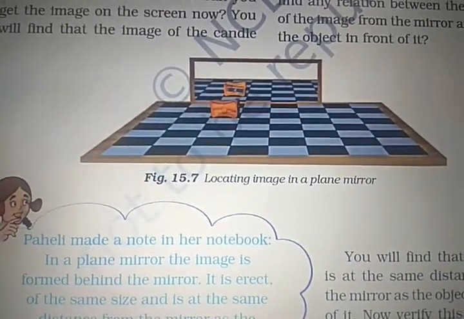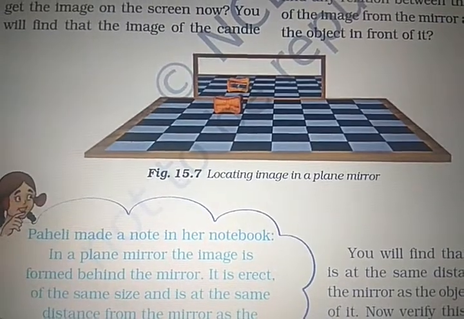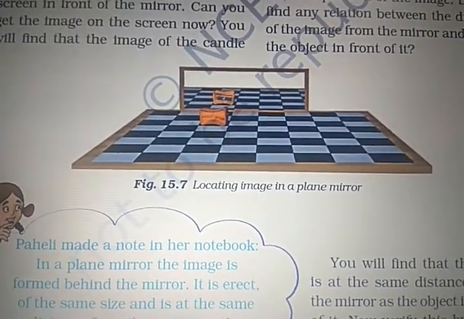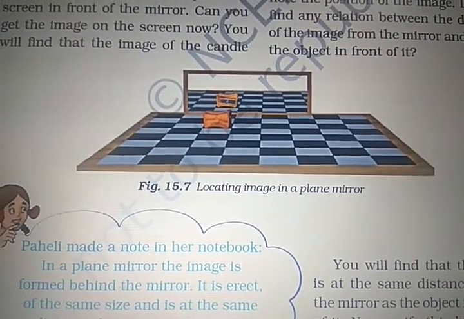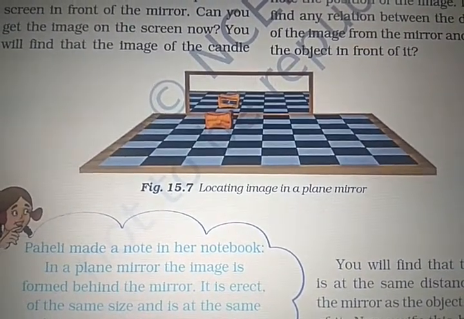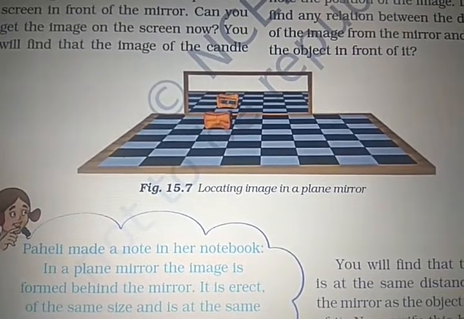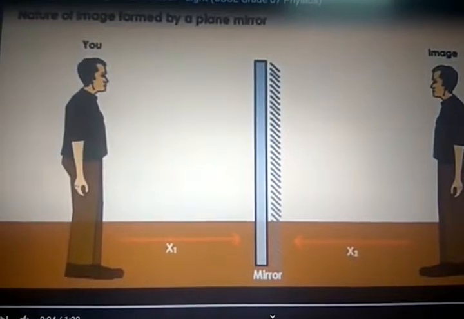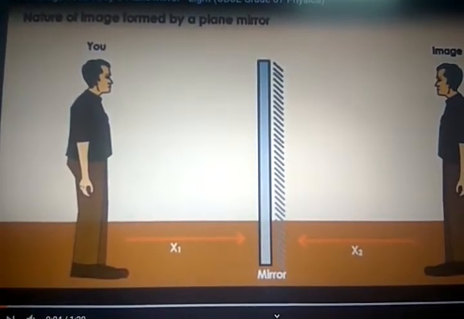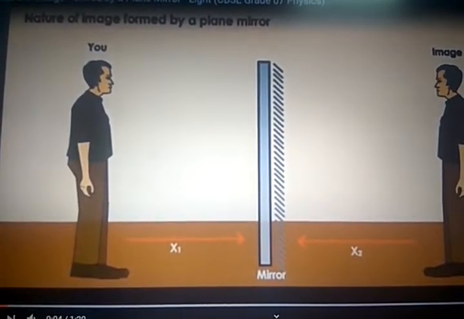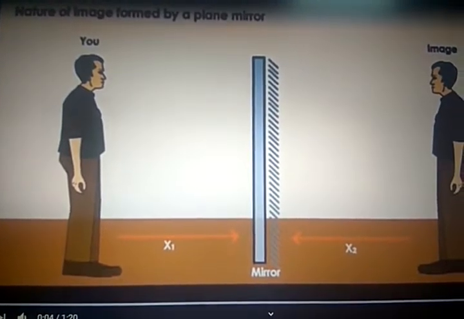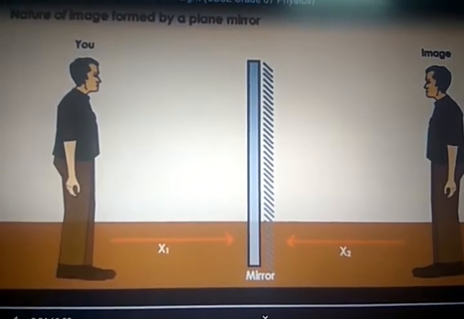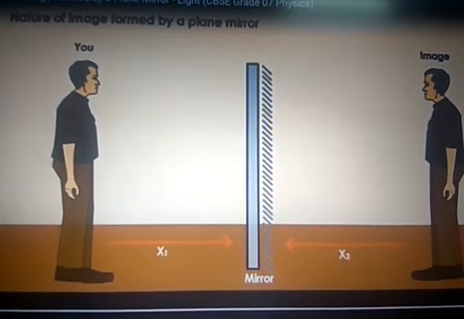Now we can see locating the image in a plane mirror, or the image formed by a plane mirror. When you see your image in a plane mirror, what can you observe? That we are going to see. So let us observe an activity on the nature of the image formed by a plane mirror. In this activity, first of all you watch, and then I will explain. First of all, watch this video.